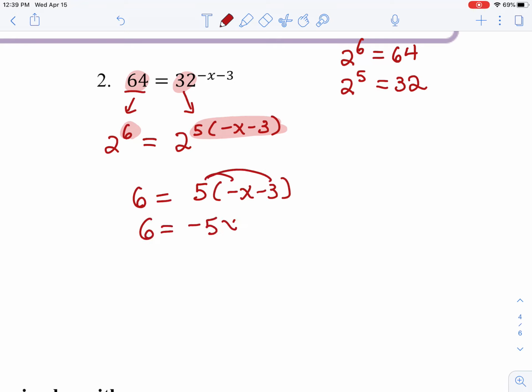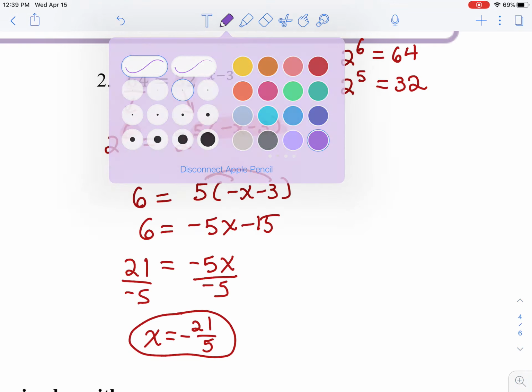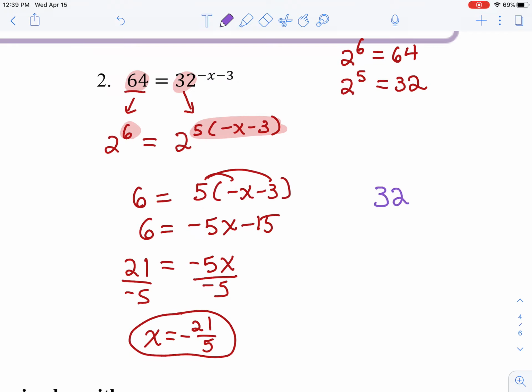6 equals 5 times negative x minus 3. If I distribute, I will get 6 equals negative 5x minus 15. Let's solve for x here. If you add 15 to both sides, oh no, I'm going to get 21 equals negative 5x. Dividing by negative 5, we got a decimal answer or fraction, negative 21 over 5. But that will be fine. There's nothing wrong with that.